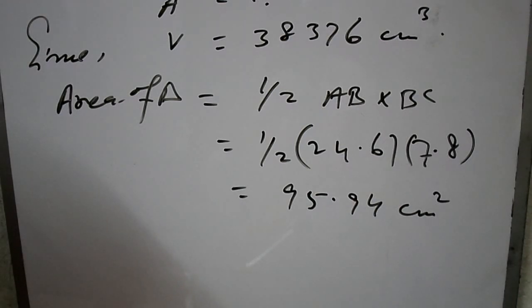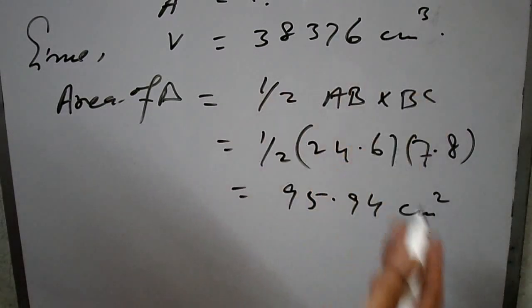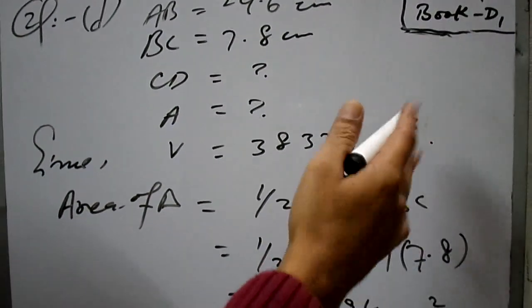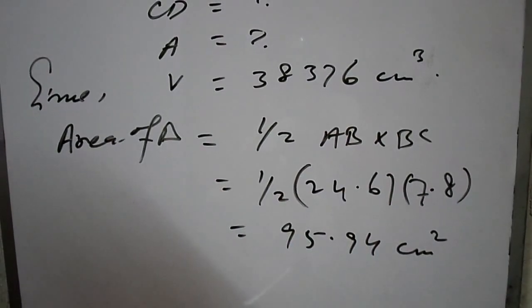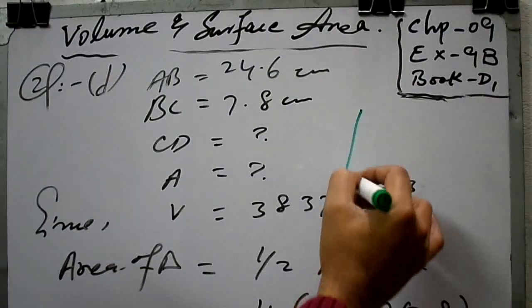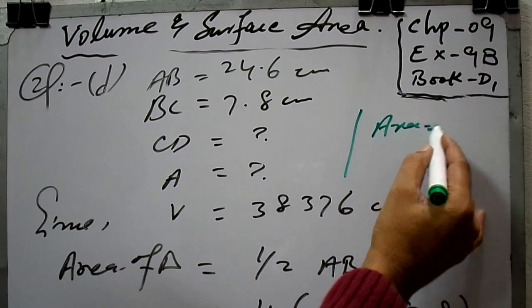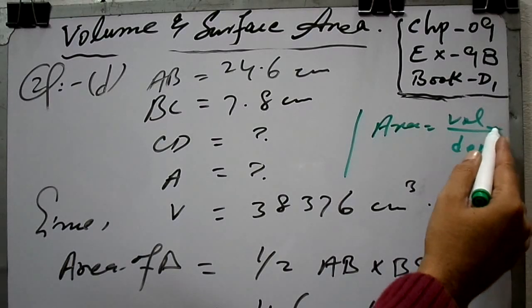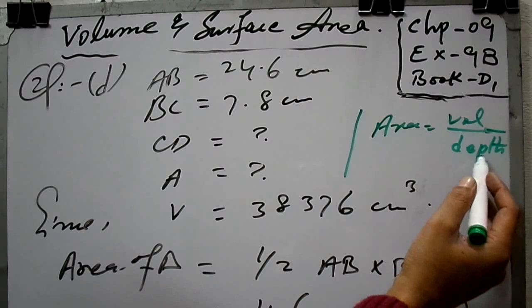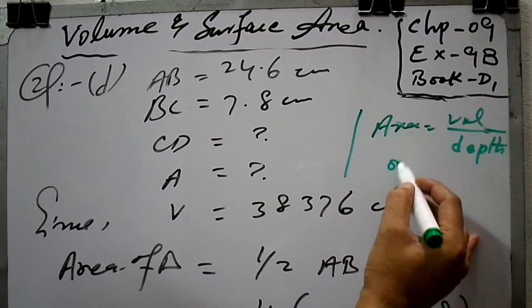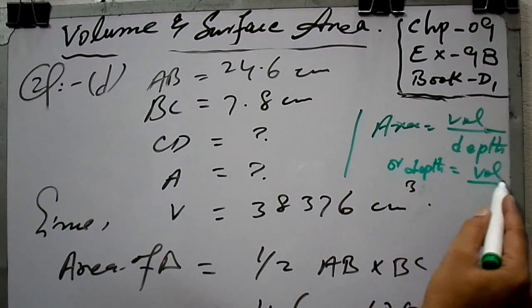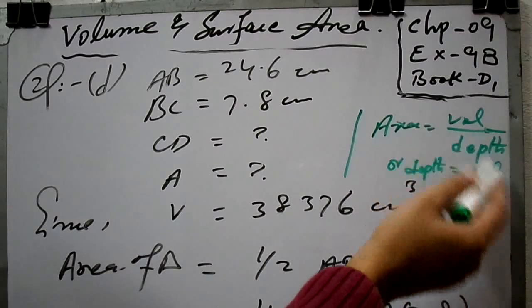Now to find CD, we are well familiar with this fact. How can we find the depth? Just now we have written the formula, that is area is equal to volume divided by depth. Depth means height. So if you find the value of depth, by cross multiplication, depth is equal to volume by area. So that is the ratio between these two.